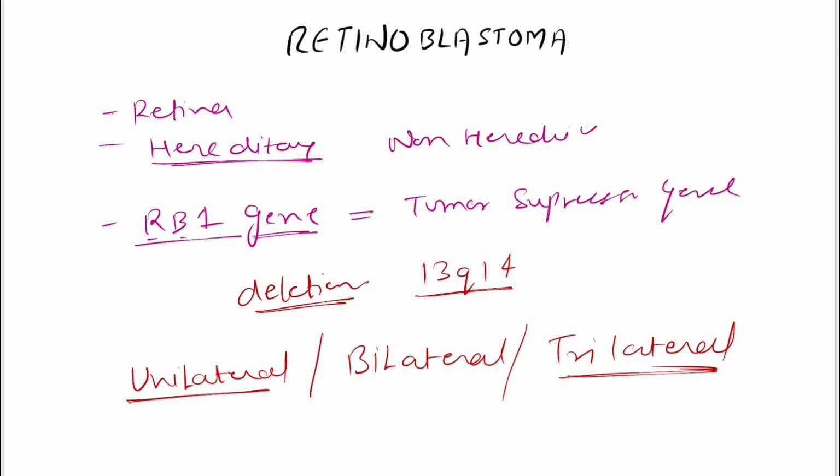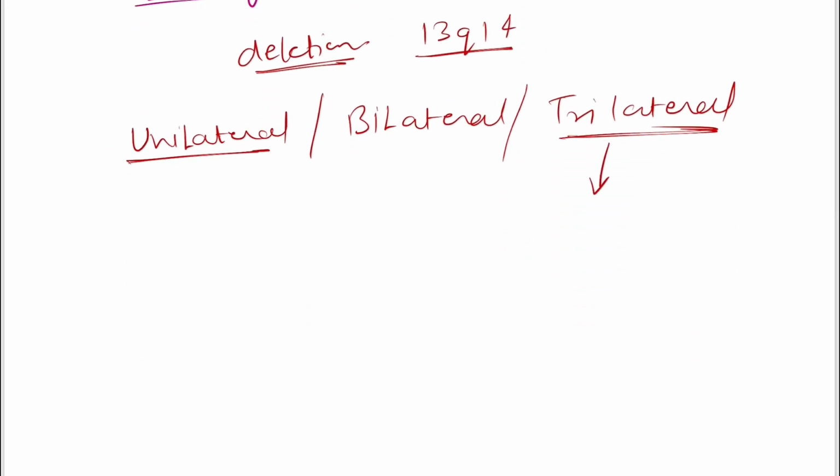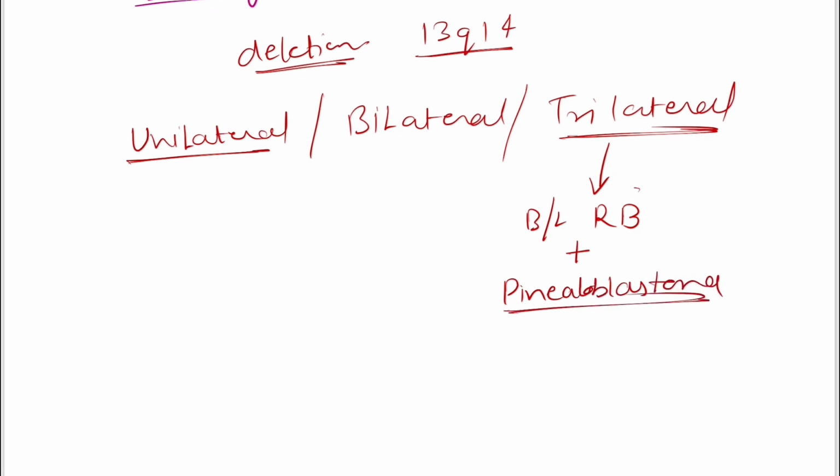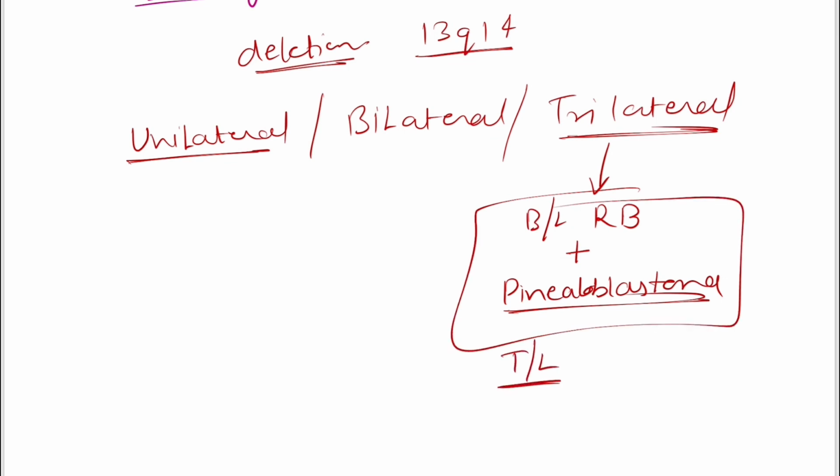What is trilateral? Trilateral means when you have bilateral retinoblastoma plus pinealoblastoma, a tumor of the pineal region. In total, we call it trilateral. This is the most common associated tumor of retinoblastoma. So remember the name, pinealoblastoma.